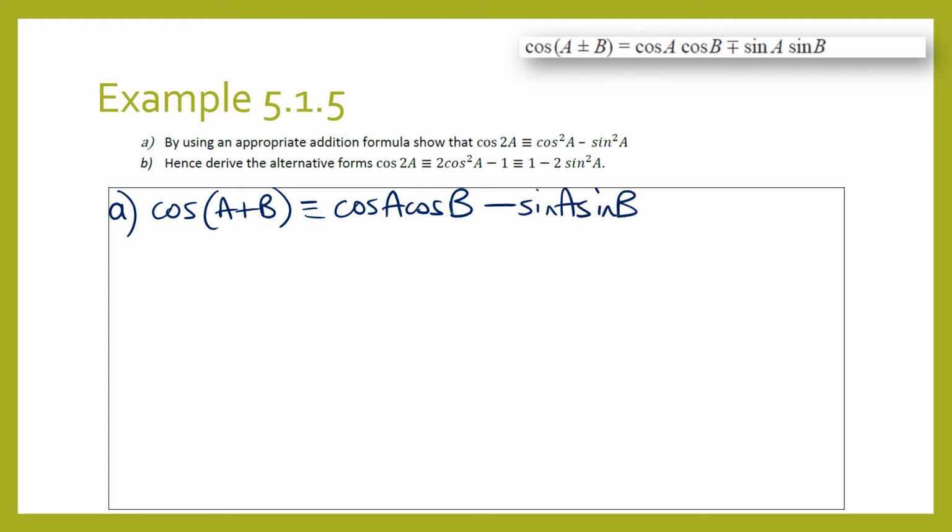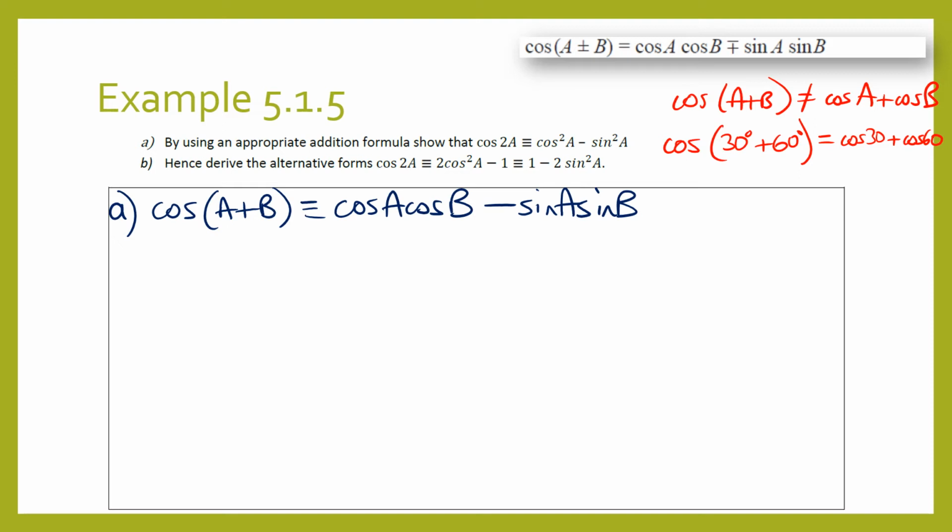I'm going to mention again that cos of A plus B does not equal cos A plus cos B. It looks very tempting, but it just doesn't. If it was equal, then this equation would work for any values of A and B. However, if we can find values of A and B where the equation doesn't work, that proves it's not always true. So let's try cos of 30 degrees plus 60 degrees. Is that the same as cos A plus cos B? So does that equal cos 30 plus cos 60?